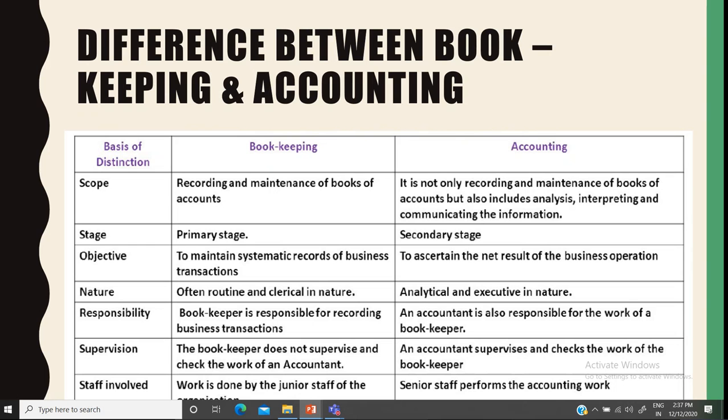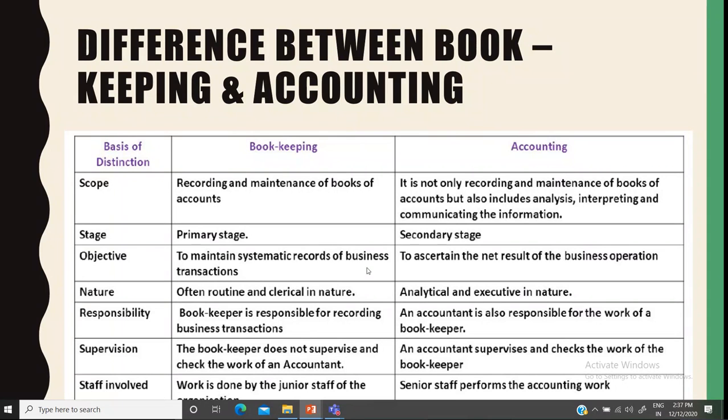You are going to prepare a separate account for each thing, and then later on you're going to prepare the trial balance, and after that you're going to prepare your final accounts, financial statements, and analysis. So it's quite a complicated one. It is a broader concept, but bookkeeping is not like that. You're going to just record whatever is happening in the business. So this is considered the primary stage. Accounting is the secondary stage, the next step towards it.